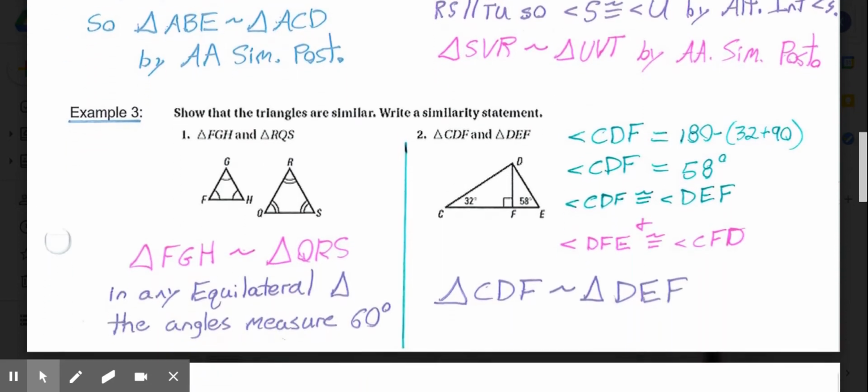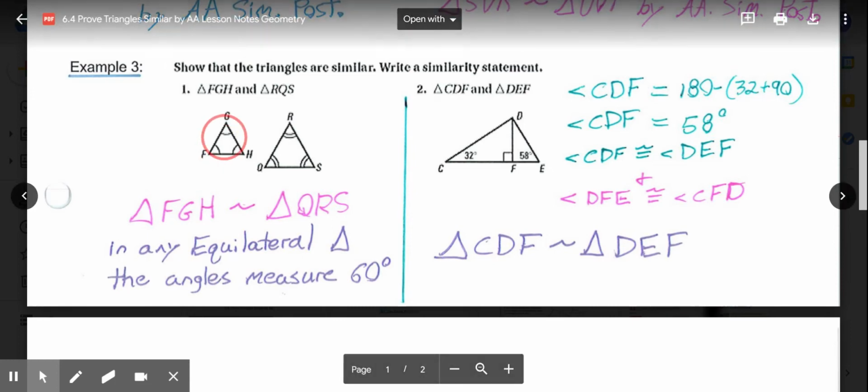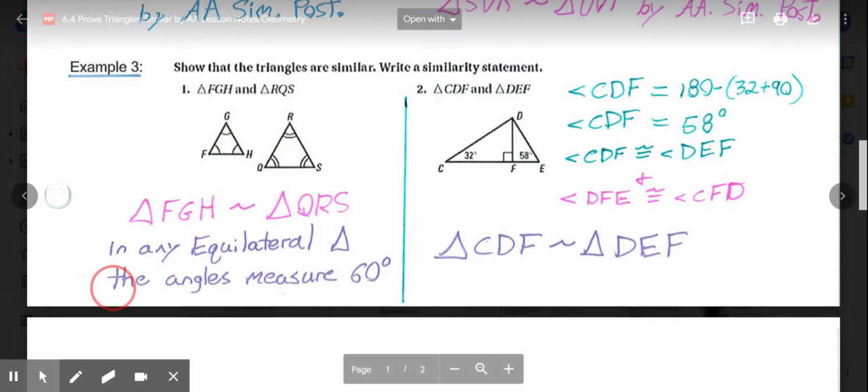And then example 3, very similar to the ones above. Again, they want us to show that the triangles are similar and write the similarity statement. In this case, they gave us F, G, and H. All those angles are congruent to each other. And in triangle RQS, each of those angles are congruent to each other. So they're both equiangular triangles, which also means that they're equilateral. And in any equilateral triangle, all the angles measure 60 degrees.